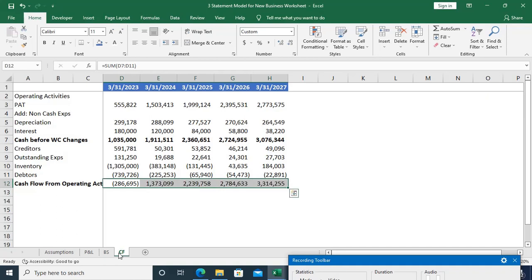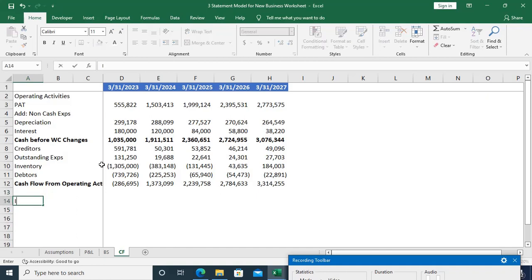Why is it showing a negative cash flow? Because in the first year the inventory was too much, so it was actually a cash outflow. Negative cash flow means that it is a cash outflow. Cash flow from operation was negative in the first year, then it shifted. Now it is the turn for investing activity.